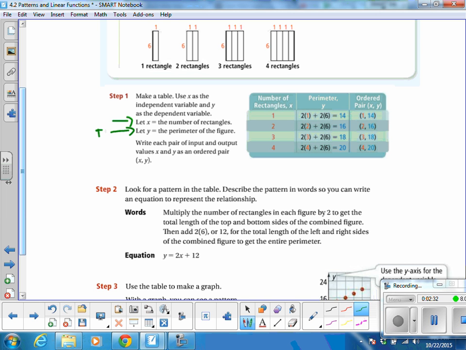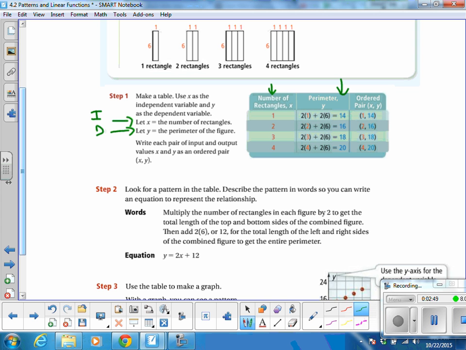This is our independent variable. Our perimeter is dependent on the number of rectangles that are involved here. So let's go ahead and look at our table. As I increase the number of rectangles, our perimeter, of course, will increase.